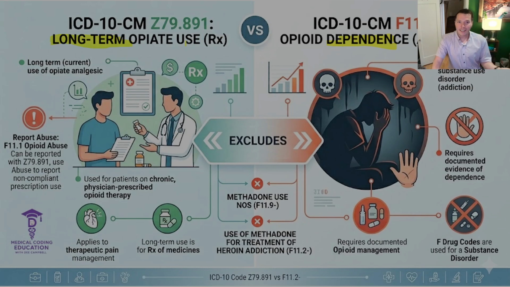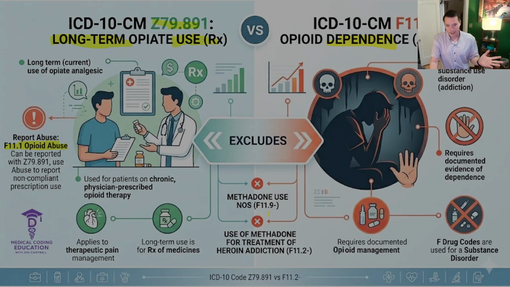The same thing goes for use. Use is in the medical words already, so use is implied in itself. So when we're talking about using medicine for pain management, you're supposed to use a Z79.891. So I have here, if you want to report someone who's on medicinal opiates, but they are abusing their meds, that is when we can use abuse.